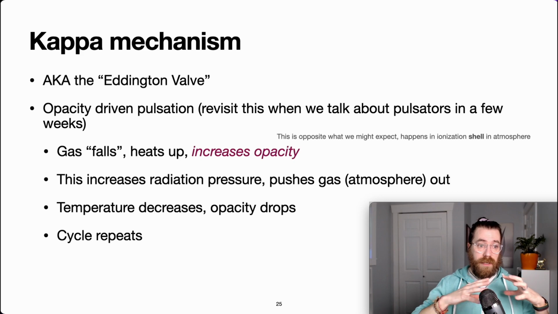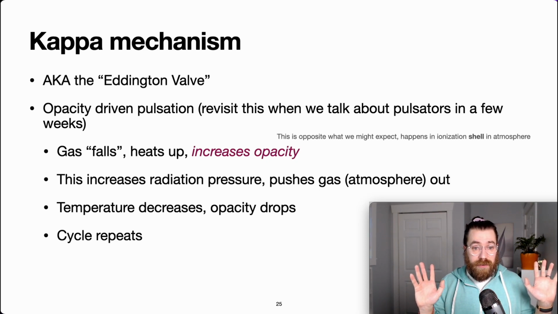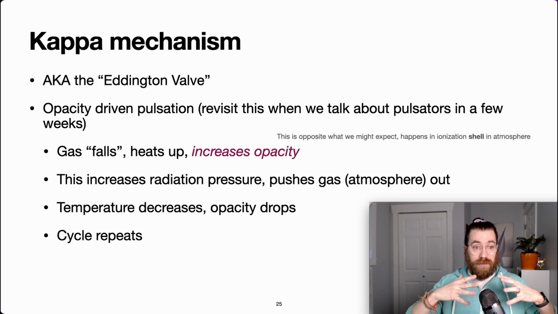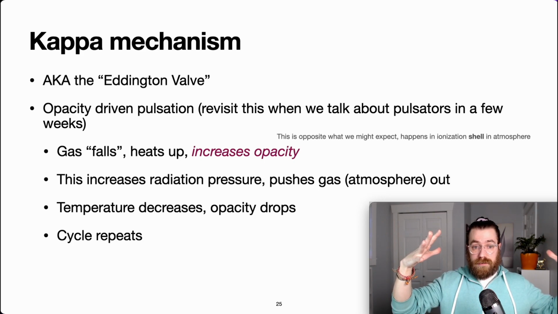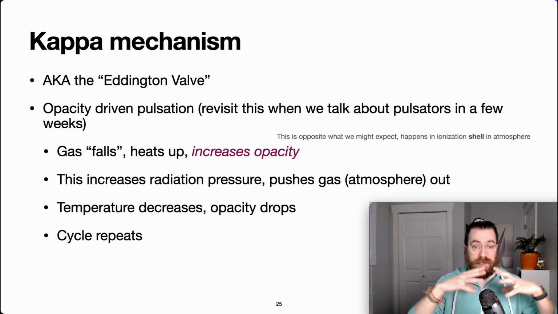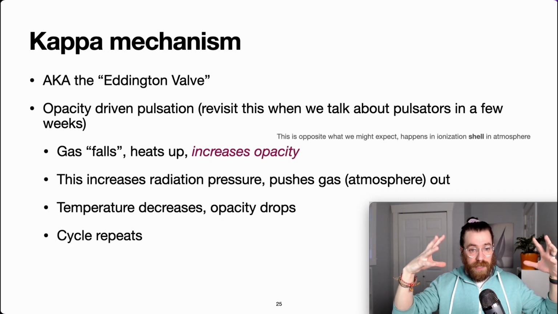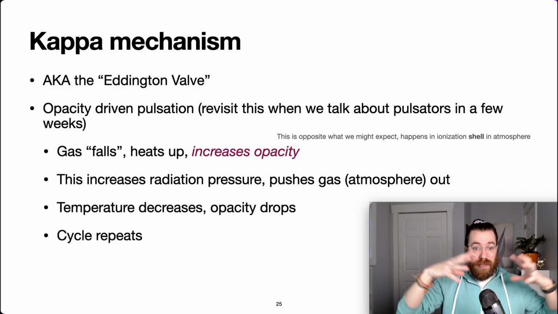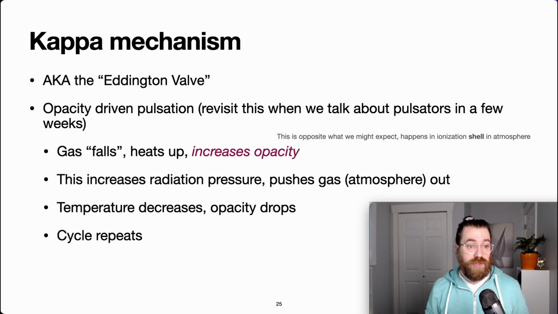It increases the opacity. When this happens, the material becomes more opaque, so radiation pressure starts pushing on the gas. The gas wants to maintain hydrostatic equilibrium, thermodynamic equilibrium, so you push on it, and it's going to expand. It pushes the atmosphere out. The atmosphere goes back out. It cools, the opacity drops, and the cycle repeats. And so you end up getting this opacity-driven pulsation where the atmosphere heats up, expands, cools down, contracts. And it does this pretty significantly, 10% changes in radius even. Pretty substantial changes in radius.